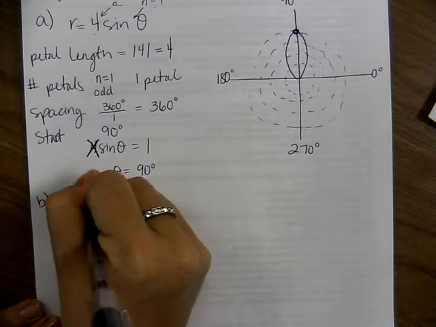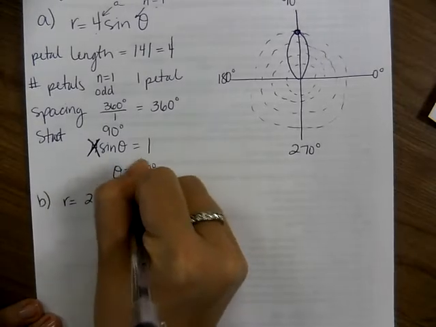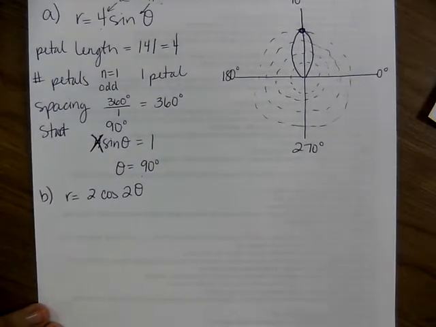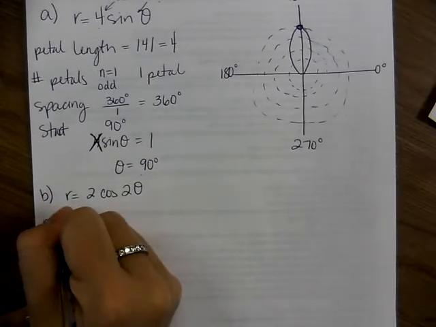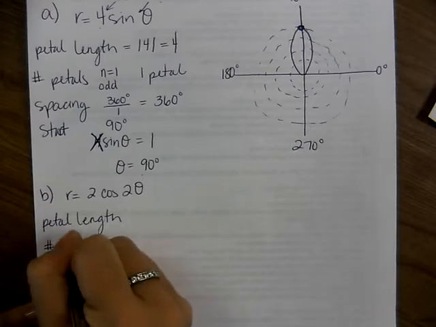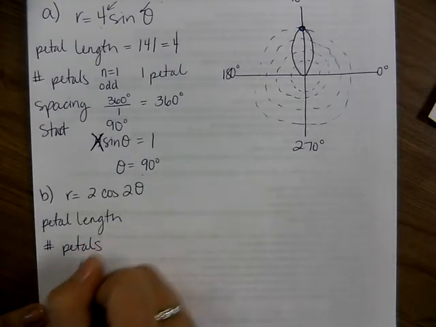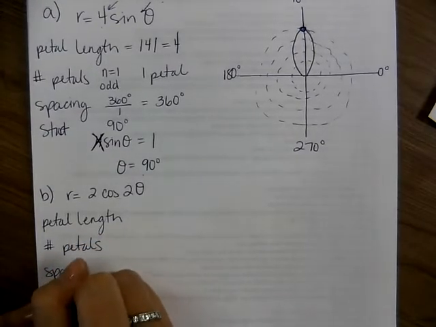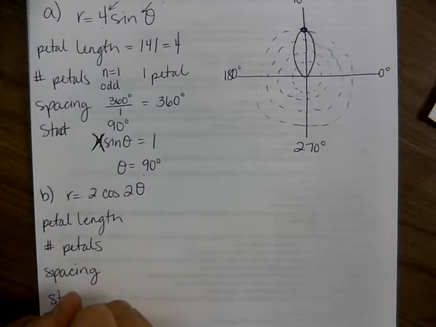So we have r equals 2 cosine 2 theta this time. Okay, we're doing the same thing. We're going to find the petal length, the number of petals, the spacing, and the start.